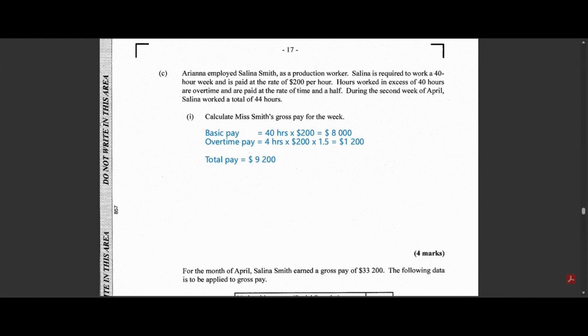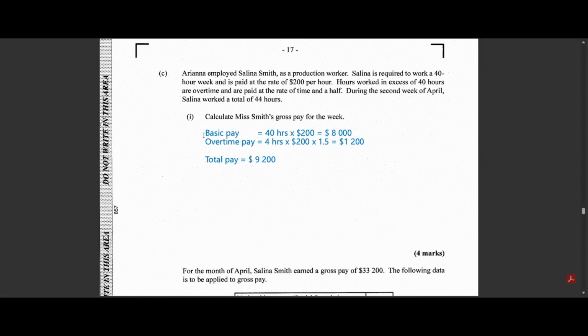Okay, now part C gives us a little payroll situation. So let's check this out. Ariana employs Selena Smith as a production worker. Selena is required to work a 40-hour week and is paid at a rate of $200 per hour. Hours worked in excess of 40 hours are overtime and paid at a rate of time and a half. During the second week of April, Selena worked a total of 44 hours. Calculate Mrs. Smith's gross pay for the week.